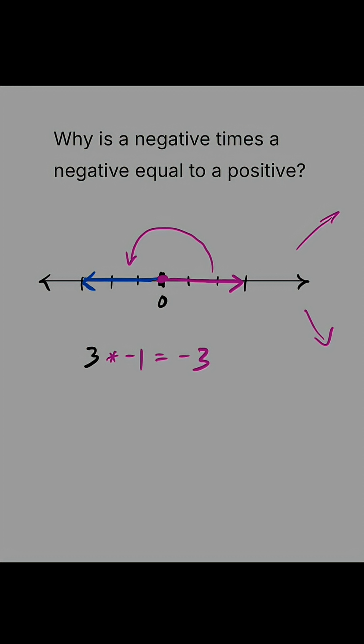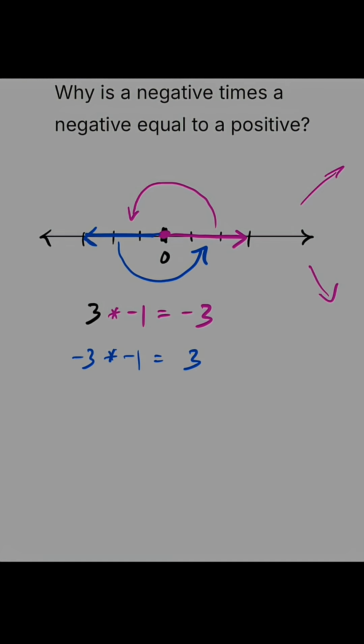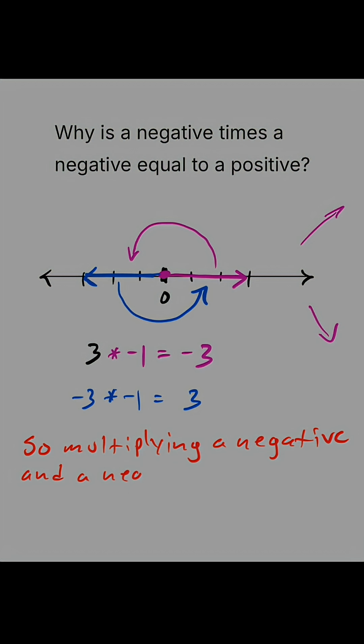Now, if you take -3 and you multiply that by -1, it's essentially like you're taking that now blue arrow that I have up there and you're doing another rotation of 180 degrees, and that rotates it back to the right, and you end up getting +3. So now what we've kind of established is when you multiply something by -1, you rotate it 180 degrees. So multiplication of a negative times a negative is just two 180-degree rotations right back to being positive.